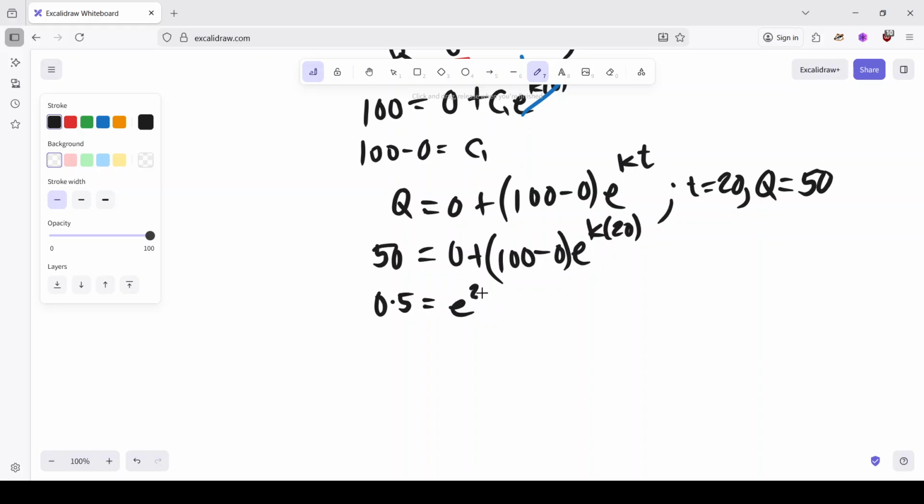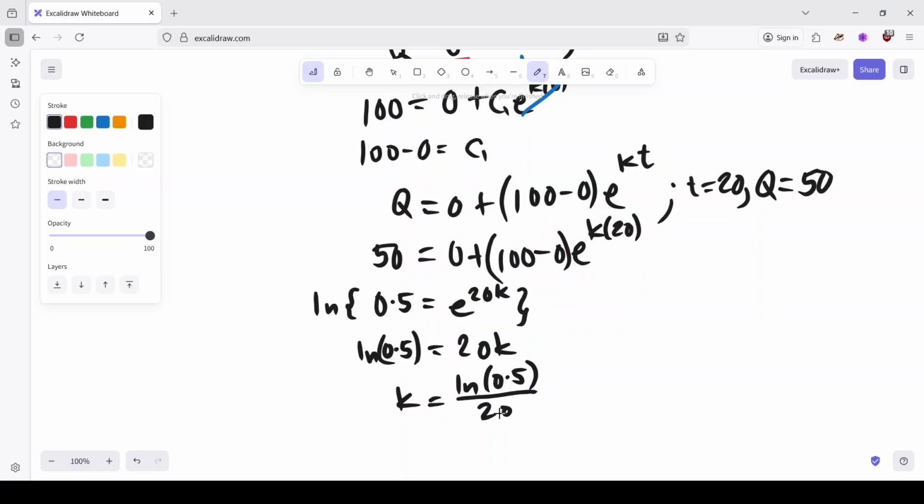So e raised to 20k. Again, we need k, and k is the exponent of e. So to solve k out of the equation, we will take ln of both sides. So ln 0.5 is equal to ln of e, so that cancels, is equal to 20k. So therefore, k is equal to ln of 0.5 all over 20.